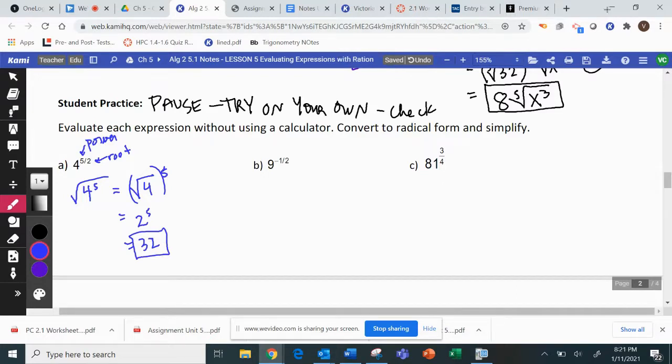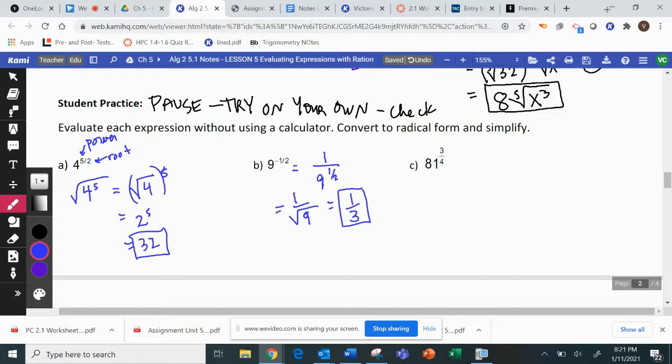9 to the negative 1/2. First thing I'm going to do is put that 9 to the 1/2 on the bottom. Power over root, I'm going to get 1 over square root of 9, which is 1/3.